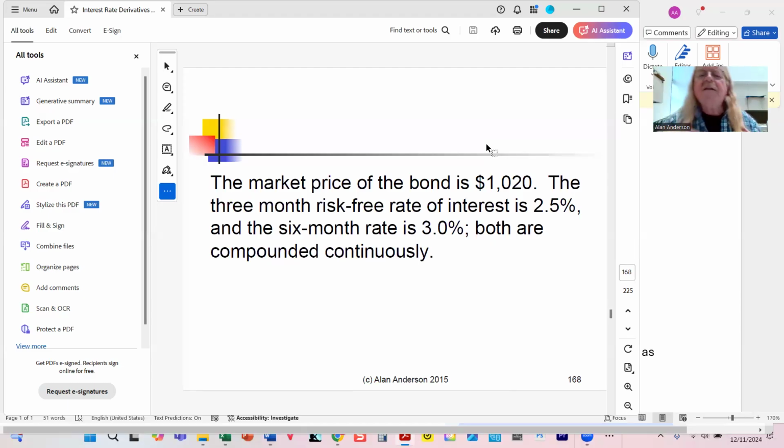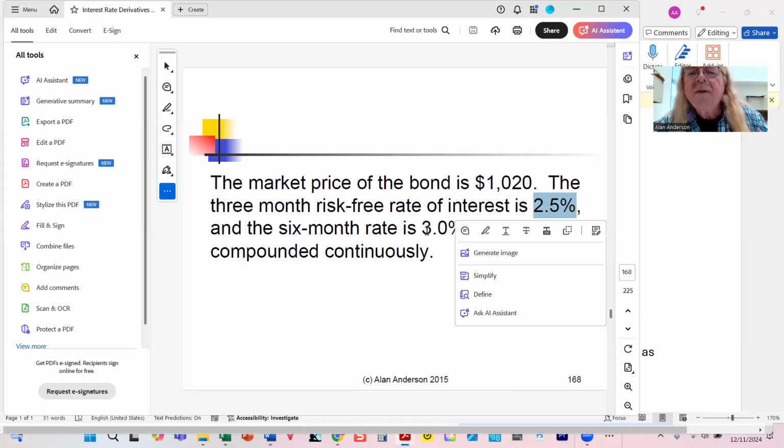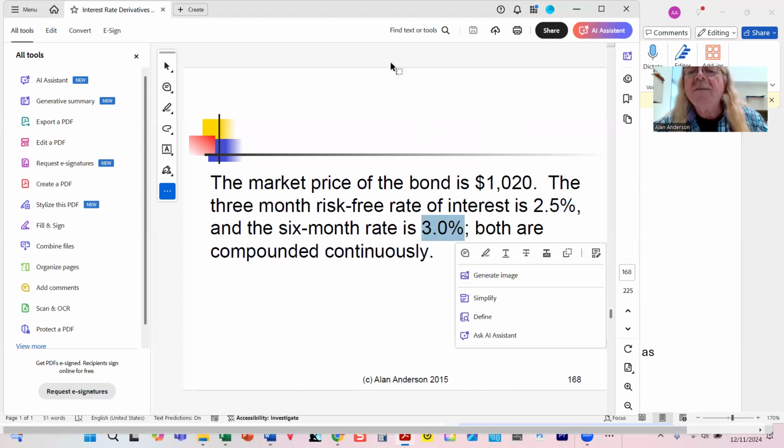Now, we also have to pay attention to the fact that interest rates of different maturities will typically be different from each other. They don't have to be very different. So we're assuming that the 3-month risk-free rate of interest, meaning the yield on a 3-month treasury bill, is 2.5% per year. Keep in mind, these are always annual rates. And then the 6-month rate, meaning the yield on a 6-month treasury bill, is 3% on an annual basis. But we're assuming that these are compounded continuously.